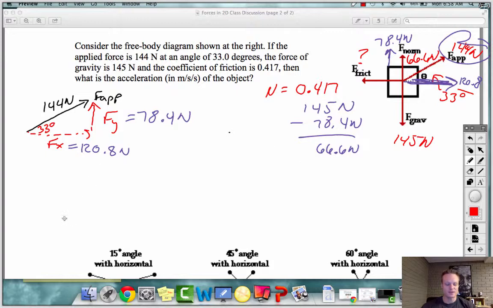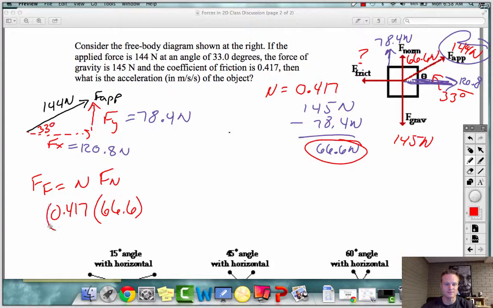To figure out the force of friction, I'm going to take my formula: force of friction equals mu times the normal force. Well, what is the normal force? We just figured that out. It's 66.6 newtons. So I have 66.6 newtons times mu, which they give to us in the problem, of 0.417. And if you do that math problem, I get a force of friction of about 27.8 newtons. So I'm going to put that up here, 27.8 newtons.